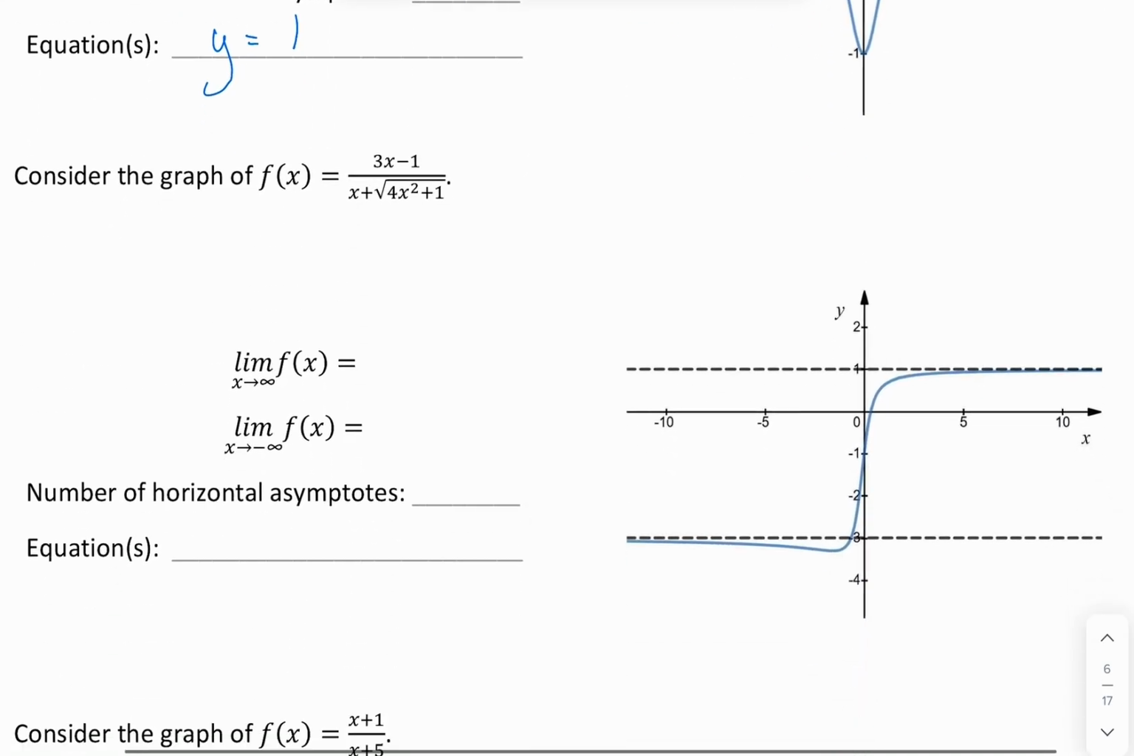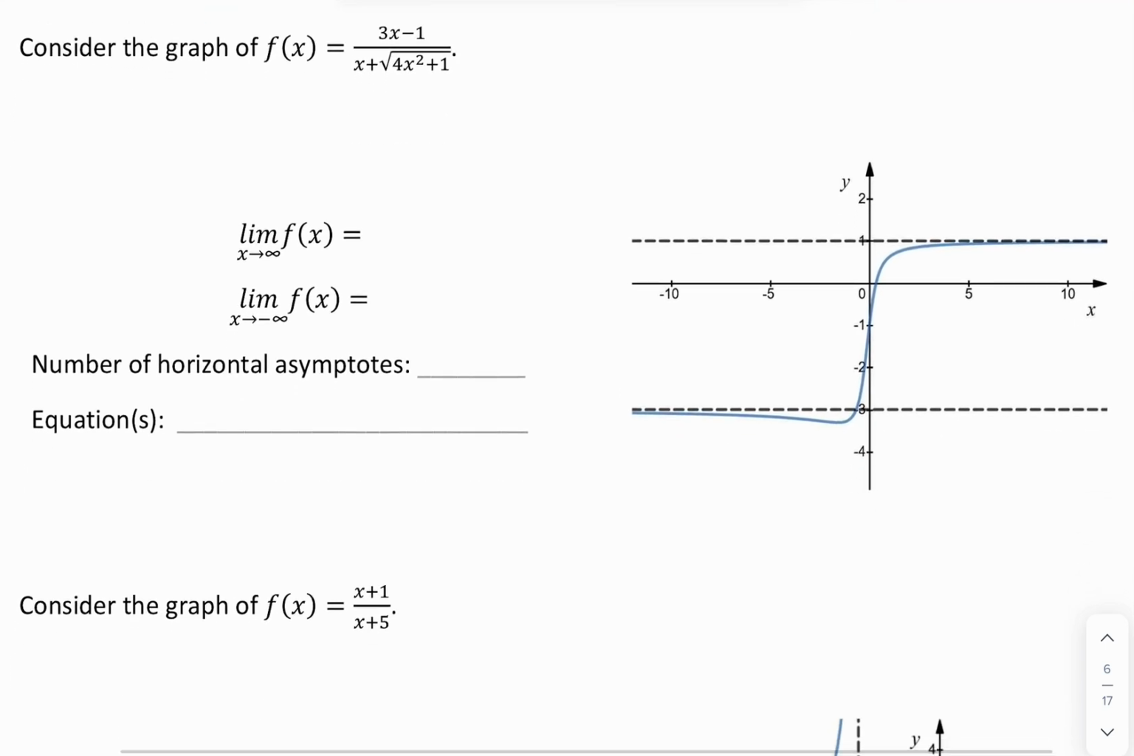So we have only one horizontal asymptote on this one, and that equation is y equals 1. Our next graph, we can see an example of one that has two horizontal asymptotes. The one on the far right approaches y equals 1. So far right, that means x goes to infinity, so that's 1. And on the left, it approaches negative 3. So as x goes to negative infinity, y approaches negative 3. So we have two horizontal asymptotes, and their equations are y equals 1 and y equals negative 3.